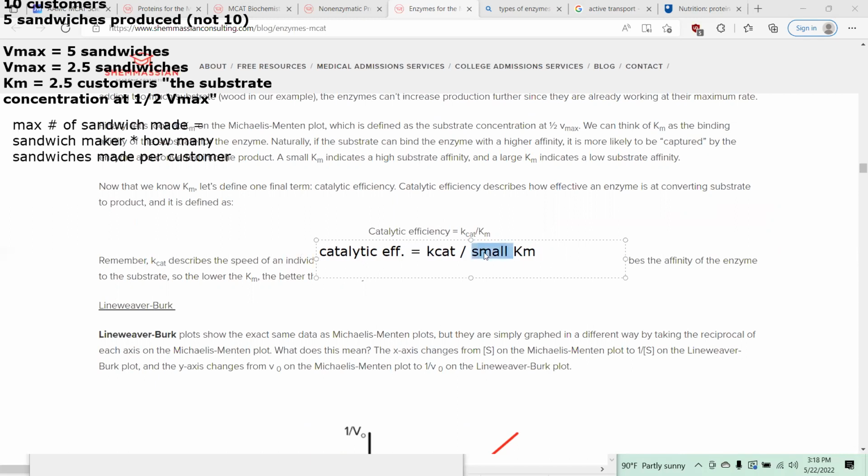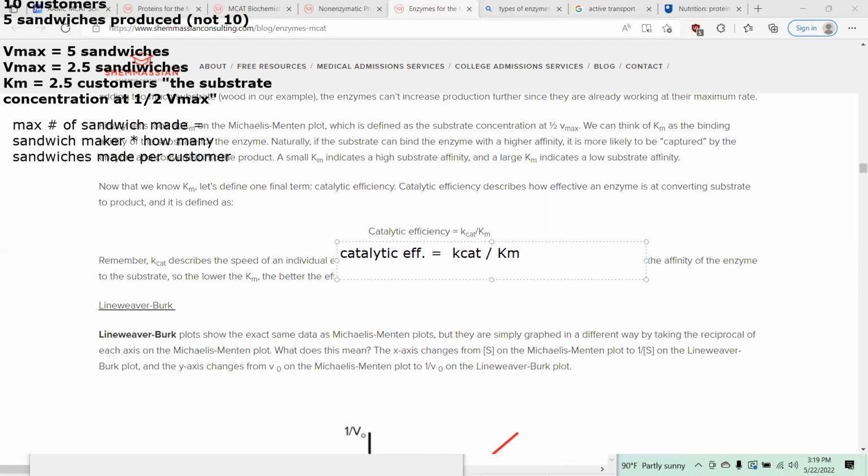kcat, or kcatalytic. Remember we said kcatalytic was the turnover number. How fast do we turn our ingredients into a sandwich? If we are very fast at turning our ingredients into a sandwich, right, we increase kcat, then we increase catalytic efficiency. Again, this makes sense because it's a direct relationship. Now, if we're very slow at turning our ingredients into a sandwich, then we decrease kcat, which would decrease our catalytic efficiency.